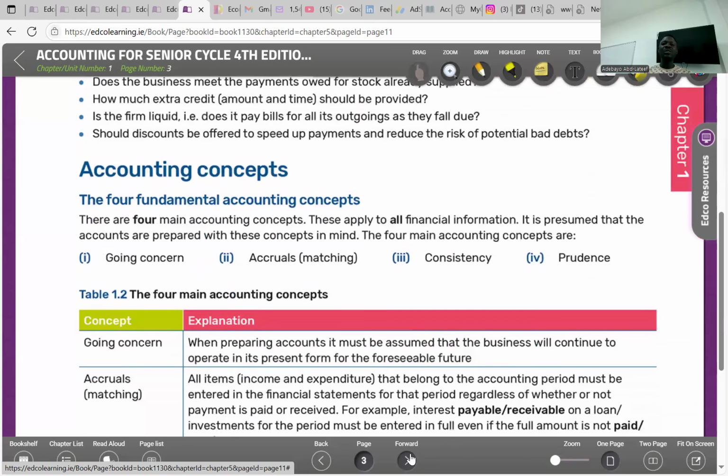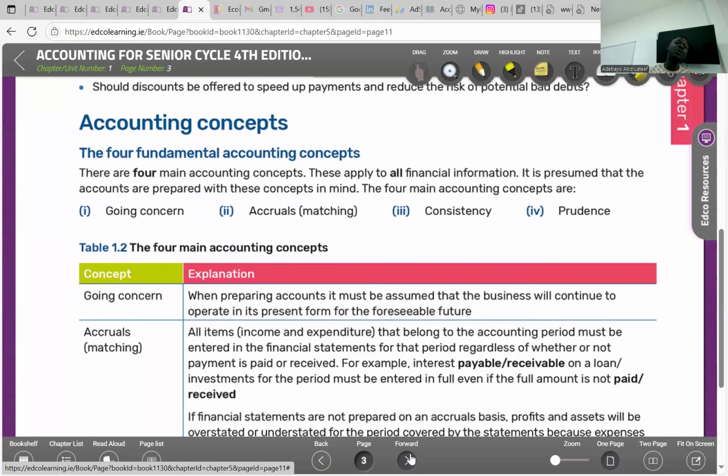So that takes us to accounting concepts. When we talk about accounting concepts, we're talking about principles that guide the preparation of accounting information and records. So there are 4 main accounting concepts. These apply to all financial information. It is presumed that the accounts are prepared with these concepts in mind. The 4 main accounting concepts are the going concern, accrual matching concept, consistency, and prudence.